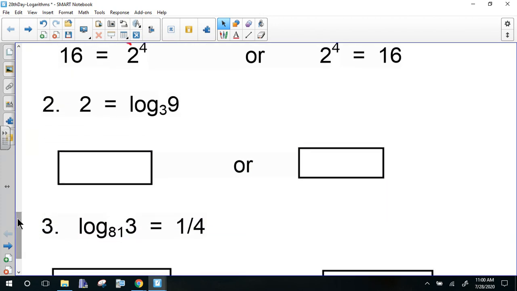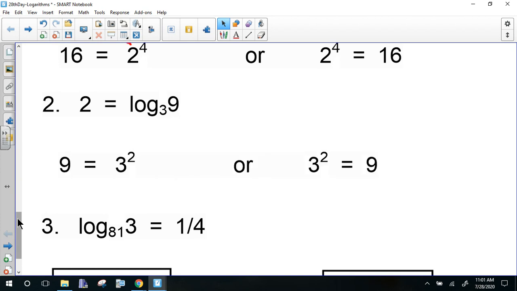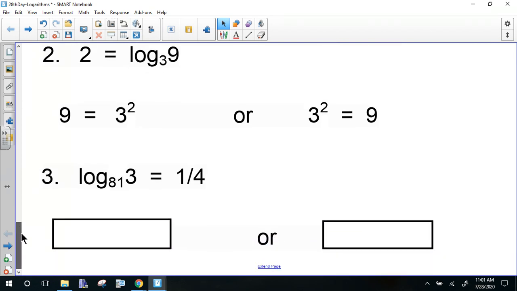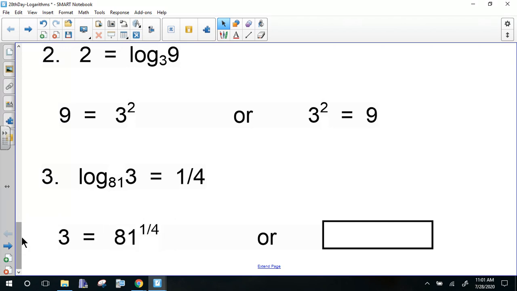Here we have a log base 3, so it's going to be 3 to the 2 power equals 9. You should know if you're right because 3 squared does equal 9. Last example, we've got a base of 81. We're going to raise it to the 1/4 power, and it's going to equal 3. You can also check these in your calculator. If you type in 81 with an exponent of 1/4 and hit enter, it'll be 3.